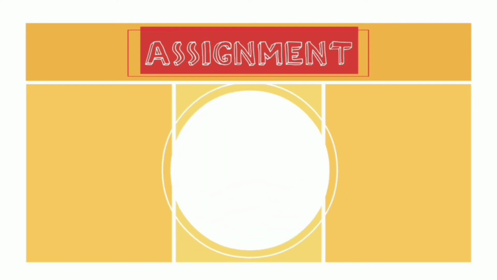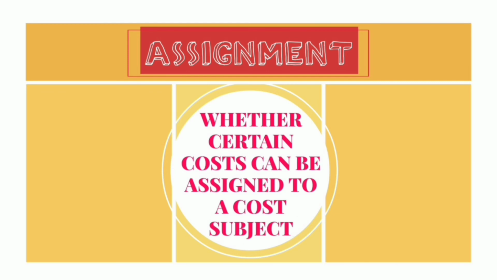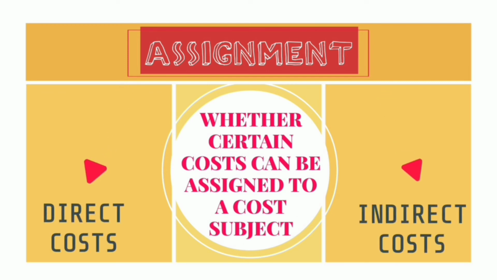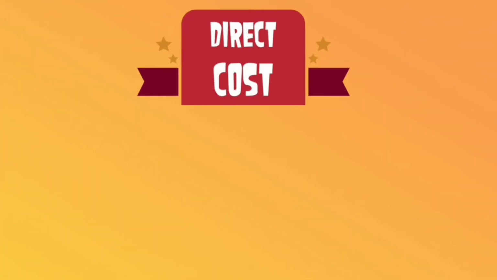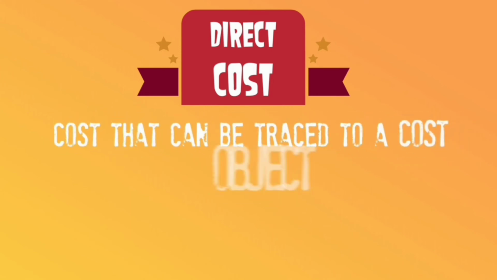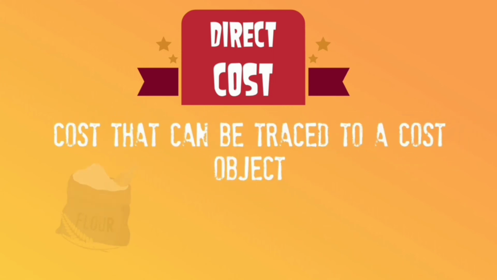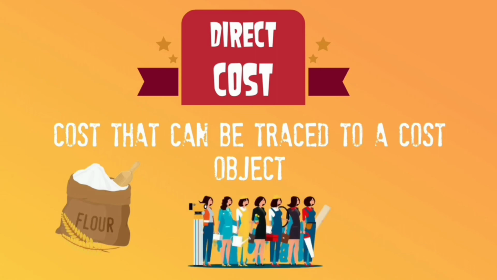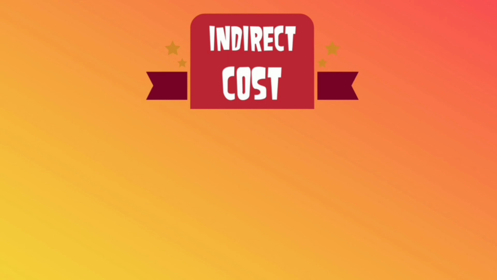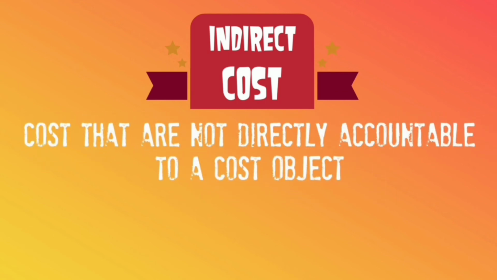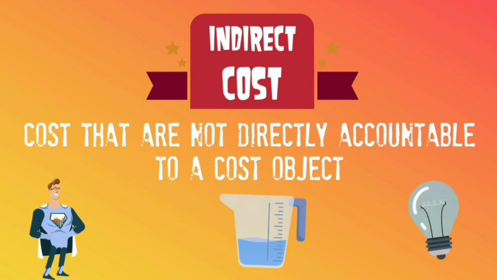Assignment determines whether certain costs can be assigned to a cost subject, which are direct costs and indirect costs. Direct cost is a cost that can be traced to a cost object. For example, direct materials and direct labor. However, indirect cost is a cost that is not directly accountable to a cost object. For example, manufacturing overhead and advertising expenses.